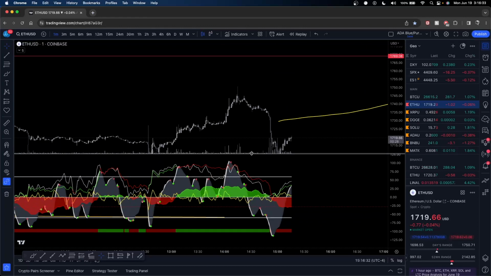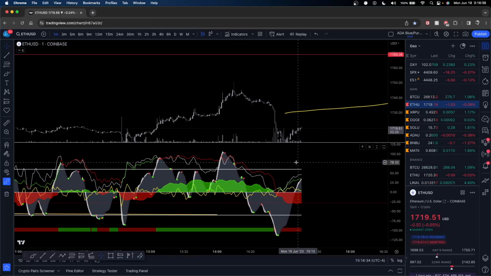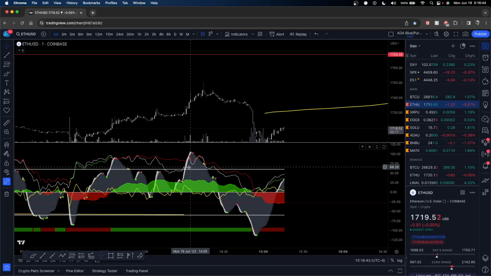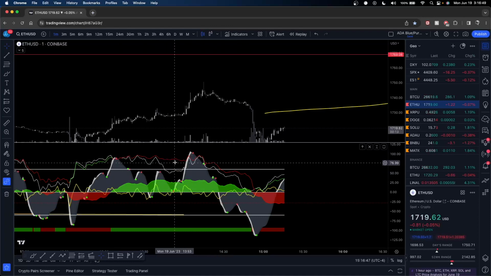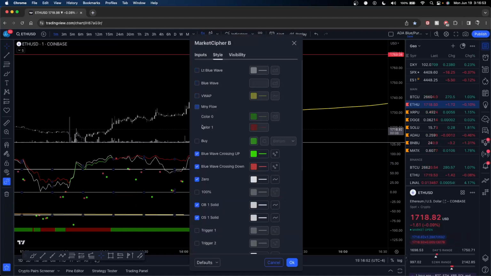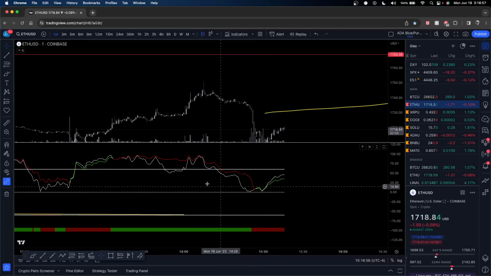But something I've never really talked about in our Market Cipher B is the RSIs. Now, for those who don't know, I don't really use them too often, but this is good because it has the stochastic RSI and the regular RSI, and that's these lines over here. Let me get rid of literally everything else so you guys can see it nicely. So these are our RSIs, okay?